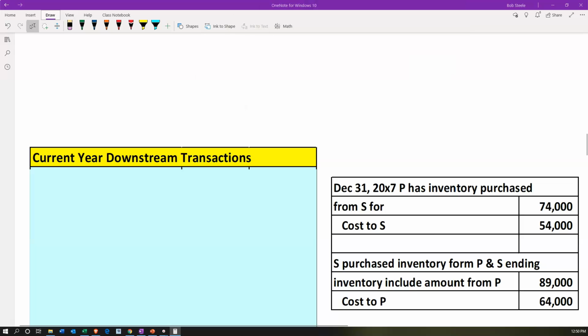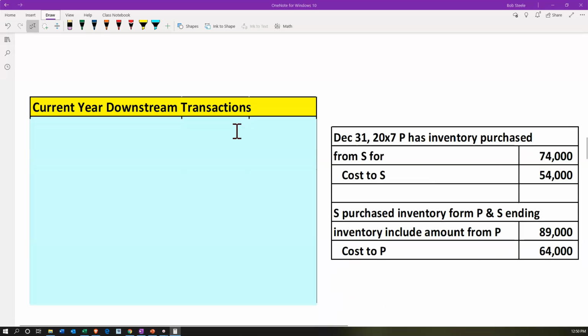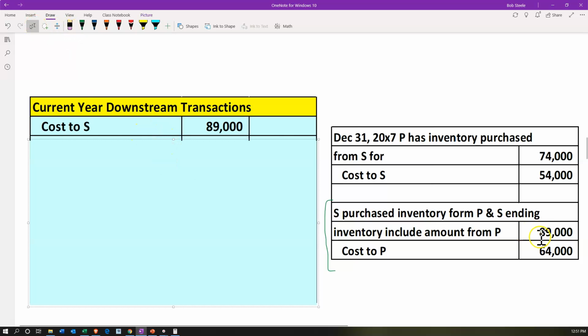Let's now consider these intercompany transactions. We have the current year transaction that took place, the downstream transaction being this one. This is the one we're going to concentrate on first. So we're going to say, all right, the cost to S was the 89,000.